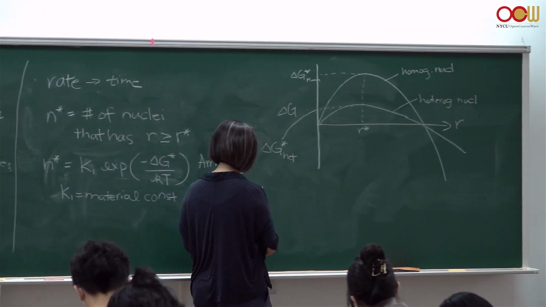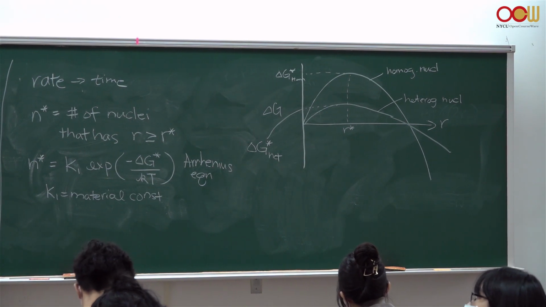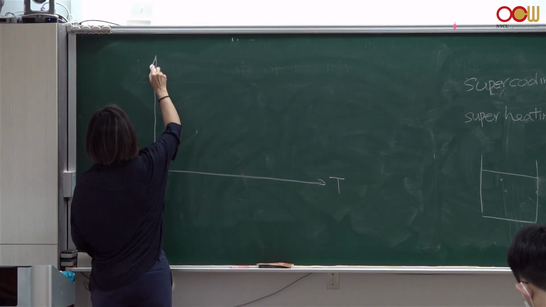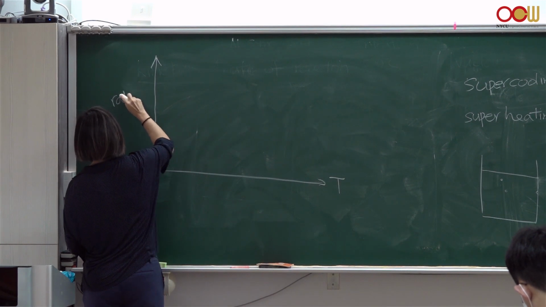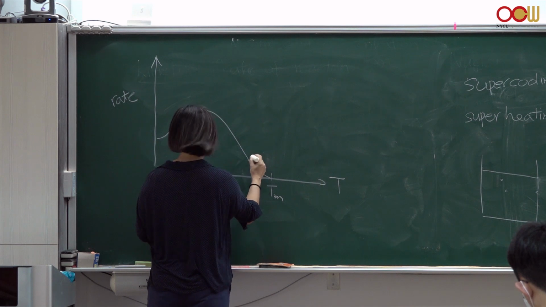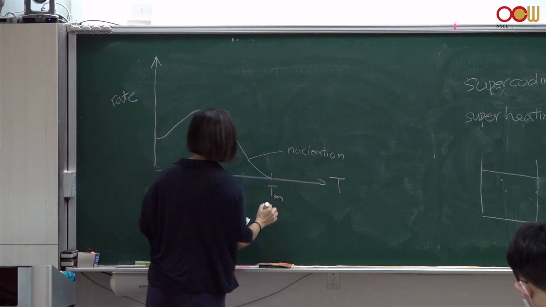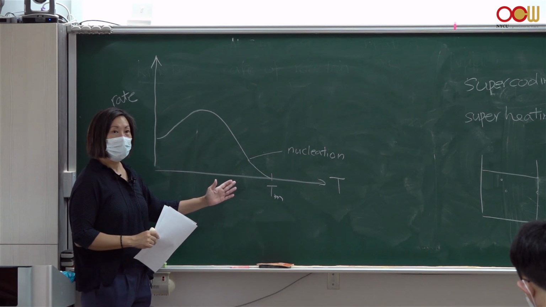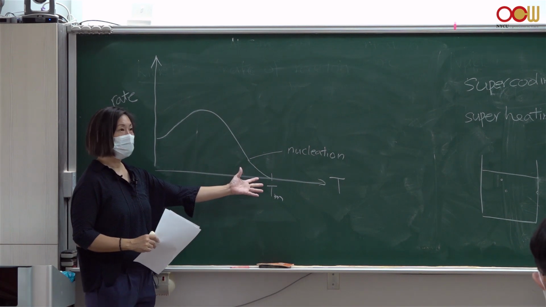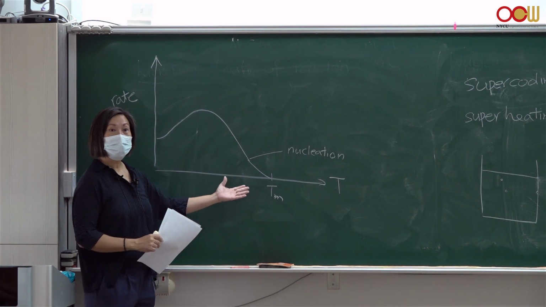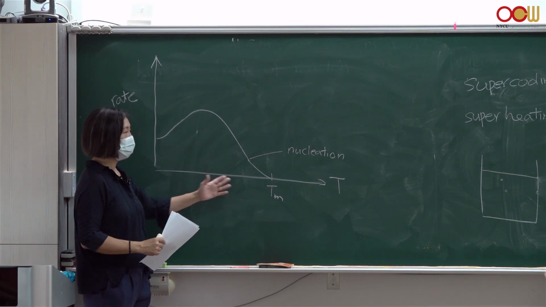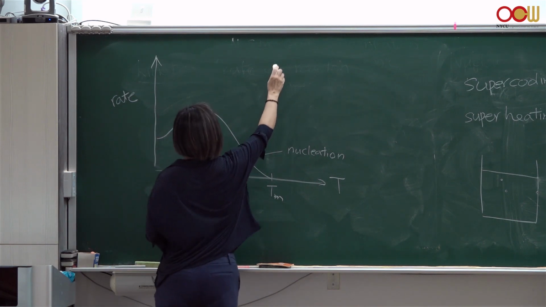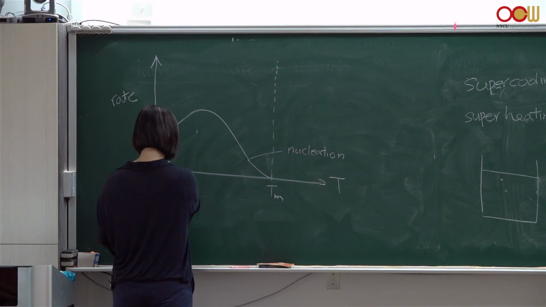So let's look at rate. How fast do these things form? Temperature, and this is our rate. This is nucleation. Okay, so at temperatures below the melting point, you will start to have nuclei form. It will start slow, and as you get lower and lower in temperature, the rate will get higher and higher. And the growth will be something like this.